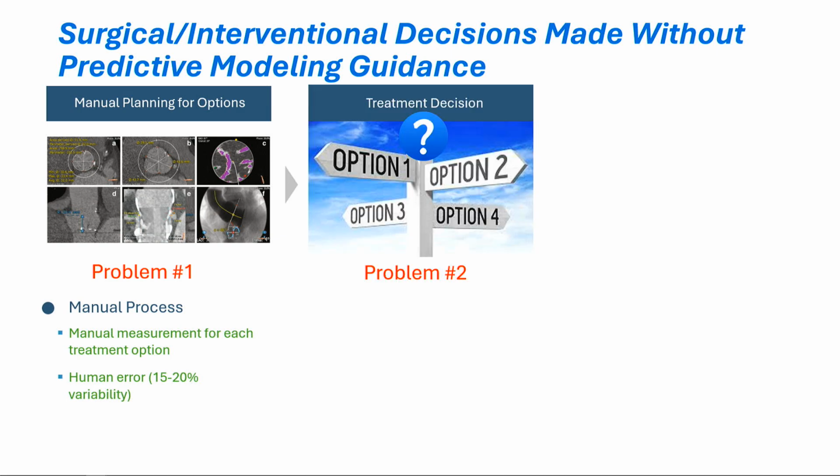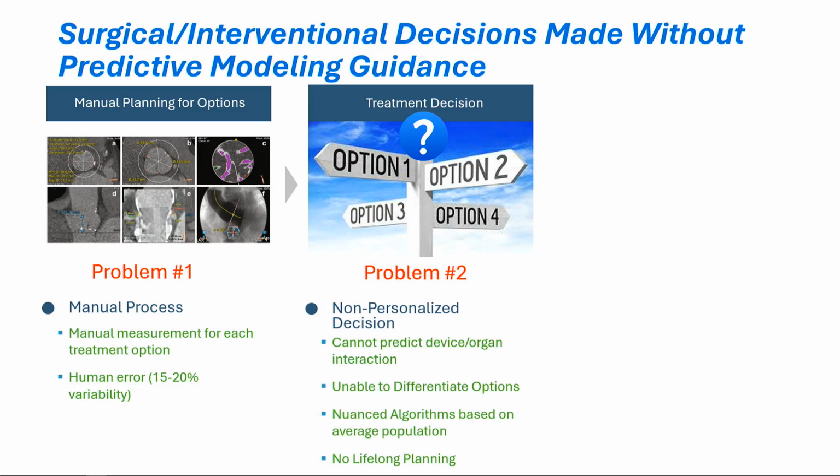So next we have to consider our options for our final treatment decision. This is not a completely personalized decision for the patient, as you cannot, with static planning, predict the anatomical device interactions. It's a bit difficult to differentiate between these options because of that. And another thing that Dr. Fukuhara introduced earlier in his talk is the concept of lifetime management. And with using the static planning, it's much more difficult to optimally plan for the very first TAVR for that patient.